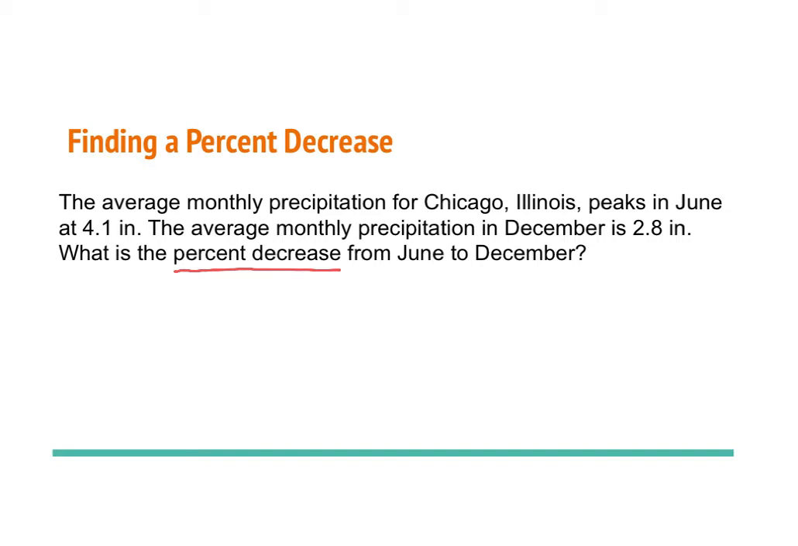So in June, it's 4.1 inches. That's going to be our old value. Why? Because June is before December. And December, it's 2.8, so that's going to be our new value, okay? So we're going to take 2.8, subtract the 4.1, divide by 4.1, and at this point, I can already see that we set it up correctly. How? Because 2.8 minus 4.1 is going to give us a negative number. So we already know that it's percent decrease, so we're good to go.